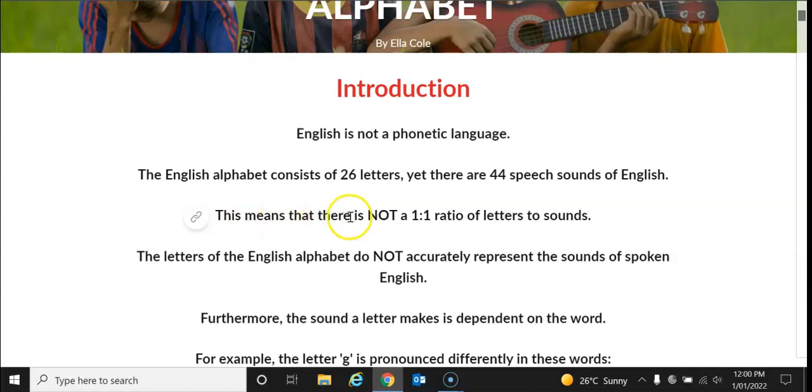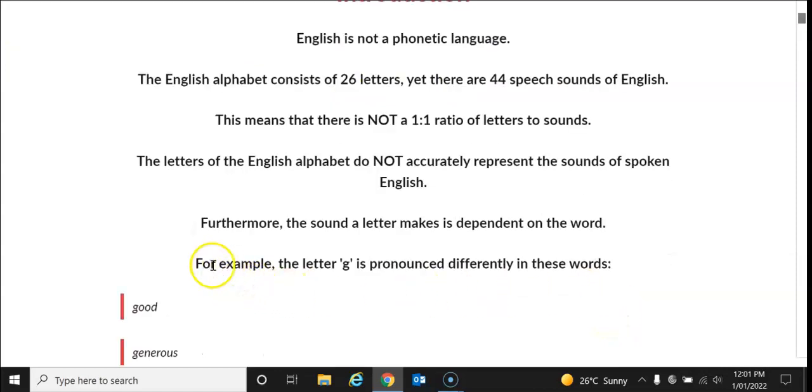This means that there is not a 1-to-1 ratio of letters to sounds. The letters of the English alphabet do not accurately represent the sounds of spoken English. Also, the sound a letter makes is dependent on the word. So, for example, if we take the letter G, it is pronounced differently in these three words below.